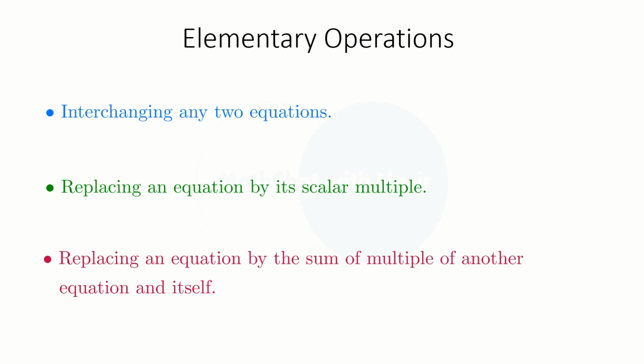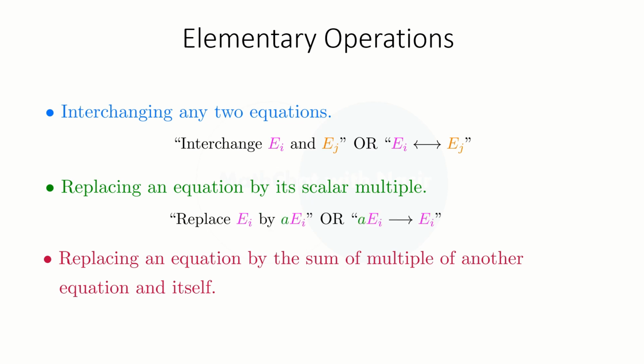Symbolically, we write the interchange of two equations as interchange EI and EJ, or EI double arrow sign EJ. We express the second elementary operation as replace EI by A times EI, or A times EI arrow sign EI. The third elementary operation has the symbolic representation like this. In the arrow notation, the left hand side is the new equation and the right hand side is the equation that is replaced.